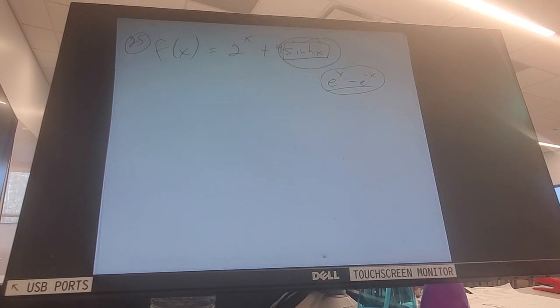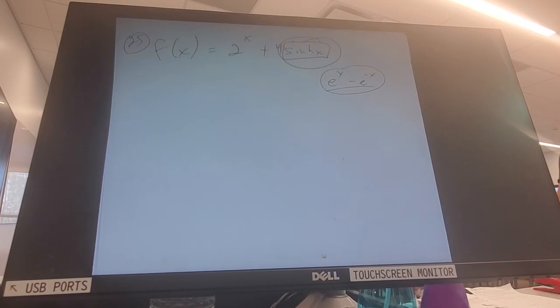The great thing about hyperbolic sine is its derivative is hyperbolic cosine. The tricky thing is the derivative of hyperbolic cosine is hyperbolic sine, not negative hyperbolic sine. And you're all like, fantastic.